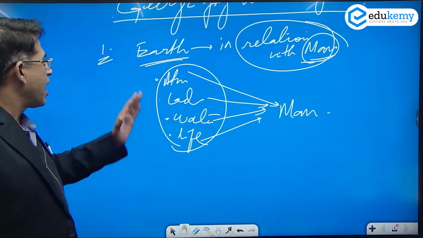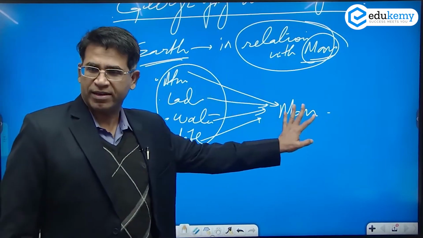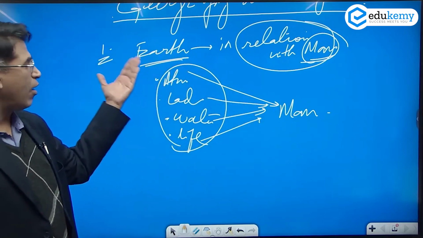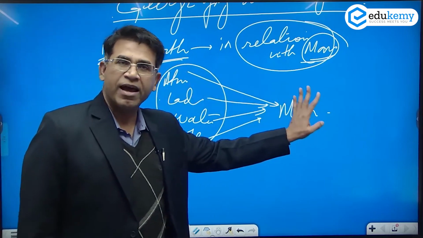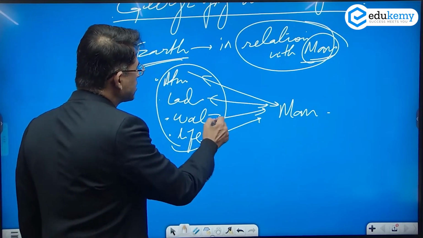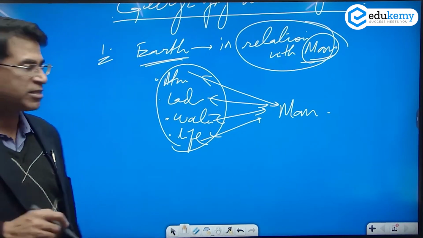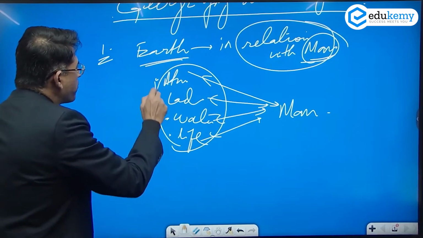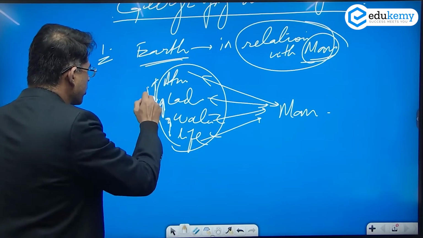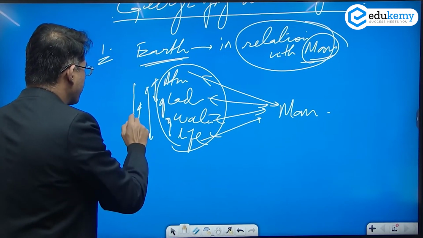As in, how does atmosphere impact man? And how does man impact atmosphere? How does land impact man? And how does man impact the land? The relationship between these is very important. Plus, the relationship between each other also. This also is part of geographical study.